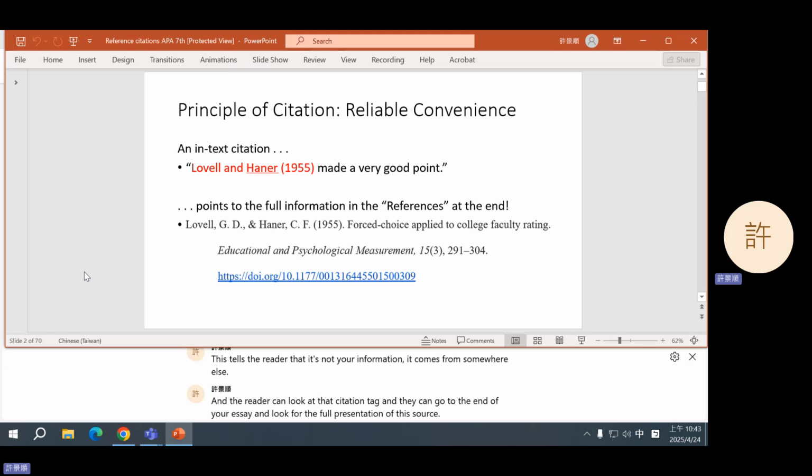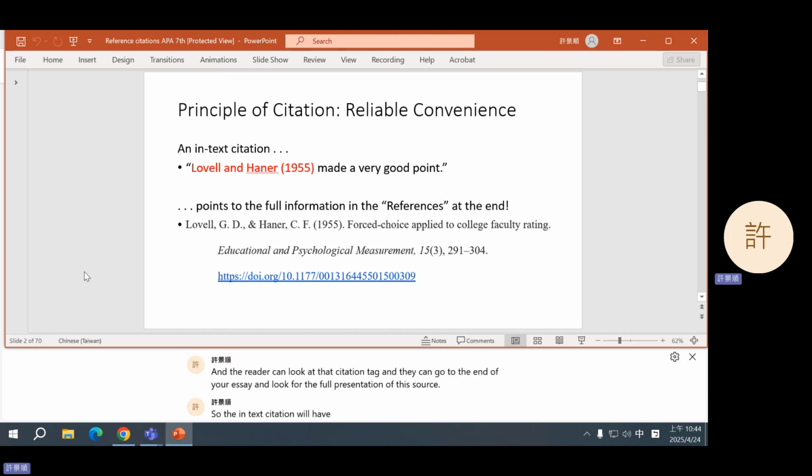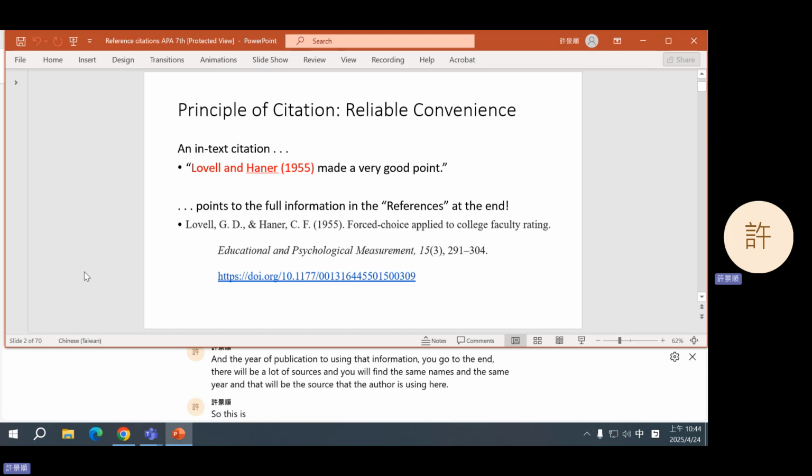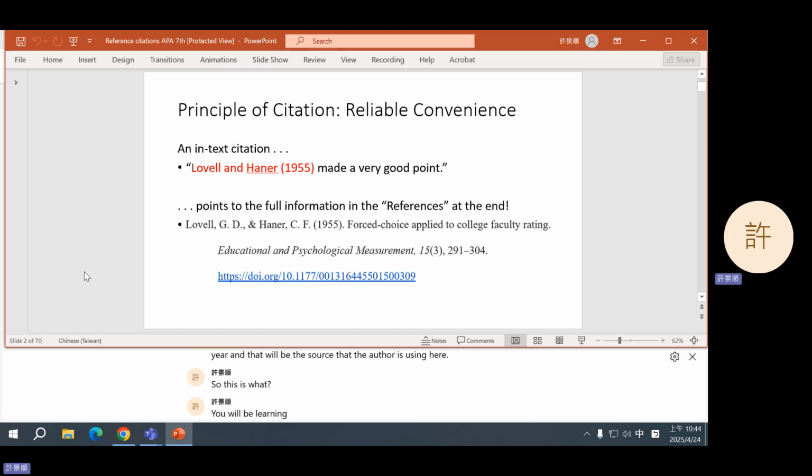So the in-text citation will have the surname of the author or authors, 作者姓氏, and the year of publication, 出版年份. Using that information, you go to the end. There will be a lot of sources, and you will find the same names and the same year, and that will be the source that the author is using here. So this is what you will be learning in this unit. How do you produce this kind of reference listing?